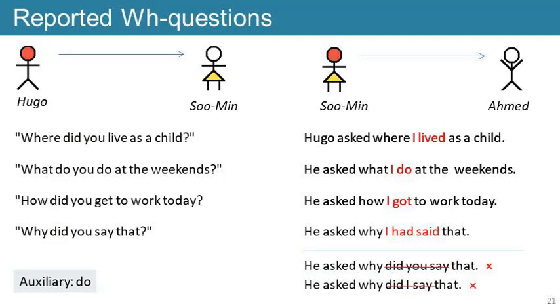As with do auxiliary yes-no questions, the do auxiliary is removed in positive reported WH questions. But there is no need for an if because the WH question word is kept. Hugo asks where I lived as a child. He asked what I do at the weekends. He asked how I got to work today. And he asked why I'd said that. So, for example, "he asks, why did you say that" is wrong.